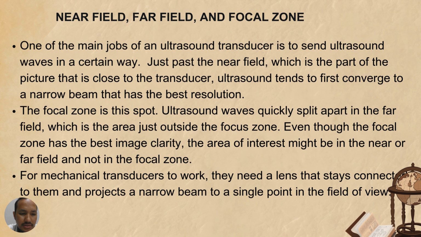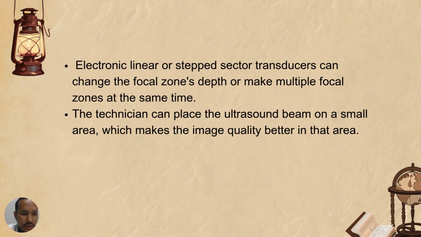For a mechanical transducer to work, they need a lens that focuses the beams and projects a narrow beam to a single point in the field of view. Electronic linear or phased sector transducers can change the focus zone depth or make multiple focus zones at the same time. The technician can place the ultrasound beam on a small area, which makes image quality better.